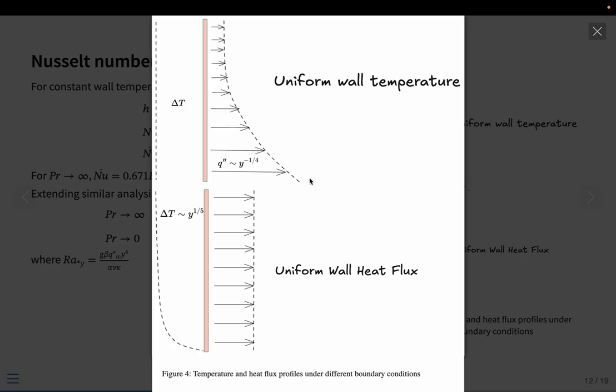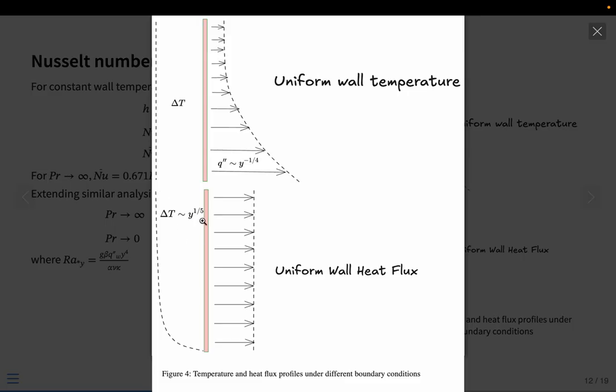Very close to the leading edge, you'll have high heat flux because that is where the temperature difference will be higher. But as you go higher and higher, temperature will keep increasing and eventually it will reach a constant value. The same applies for the uniform wall heat flux where you have the Q to be uniform, but then the temperature will actually keep on increasing as you go along the length of the wall.